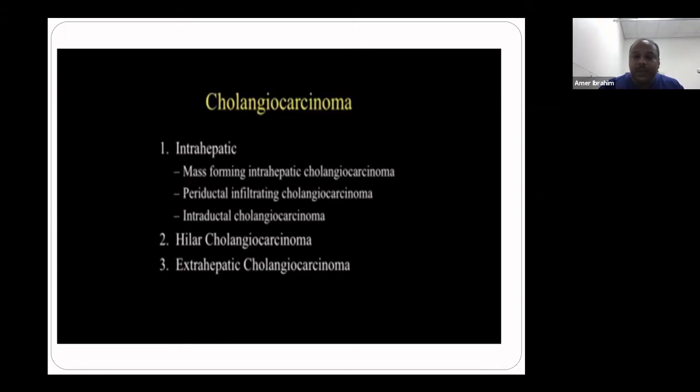The intrahepatic types, we have 3 main categories. The first one is the mass-forming intrahepatic cholangiocarcinoma, or it could present as the periductal infiltrating cholangiocarcinoma, pressing and compressing the biliary radicals, and it goes like a saddle on the bifurcations of the branches of the intrahepatic biliary system. Finally, the intraductal cholangiocarcinoma.